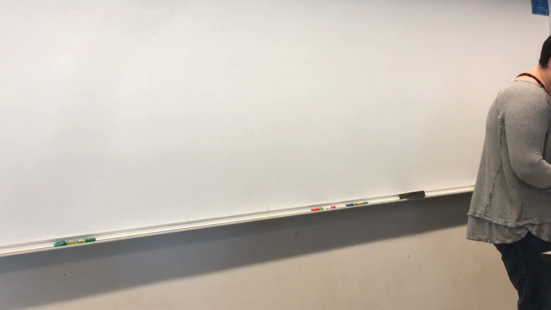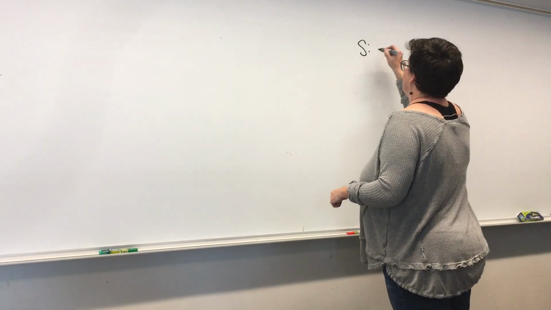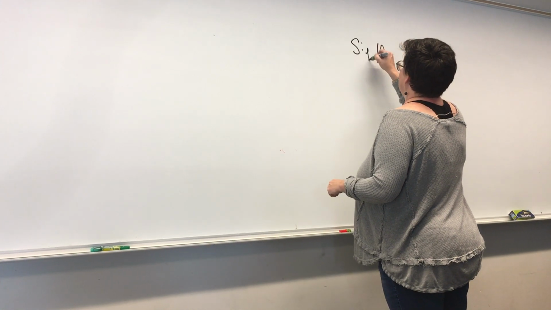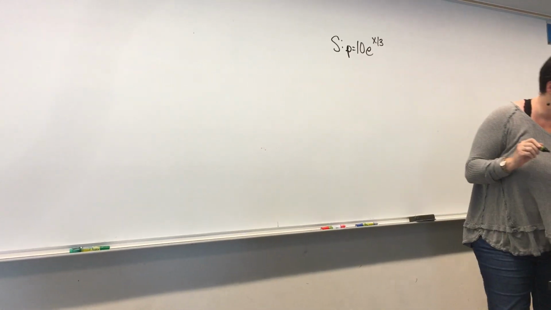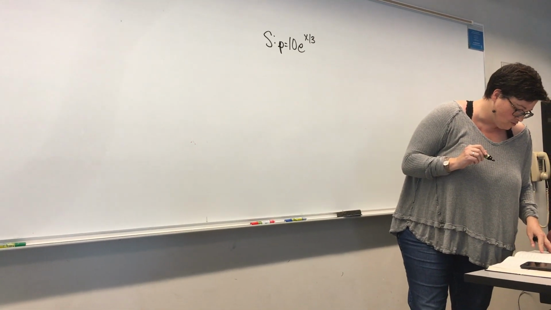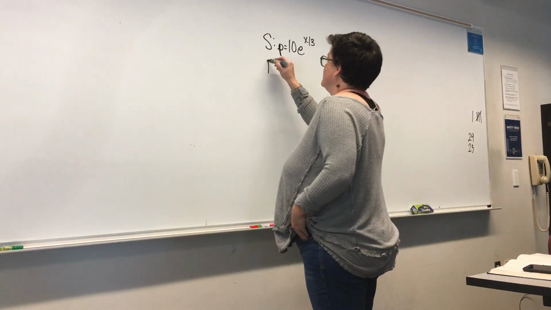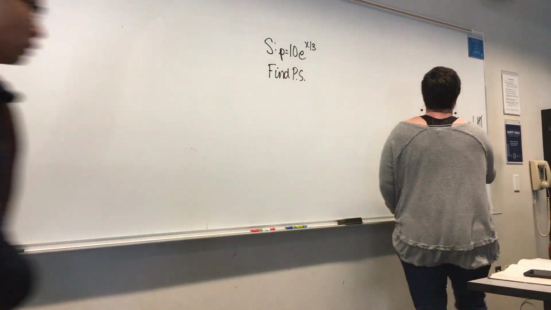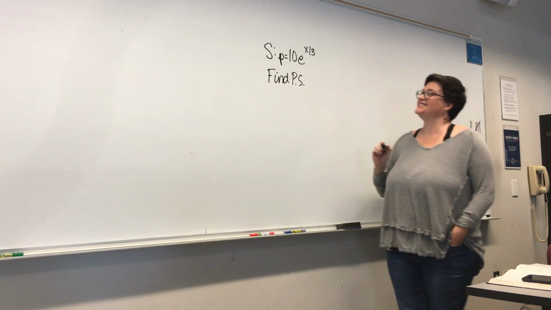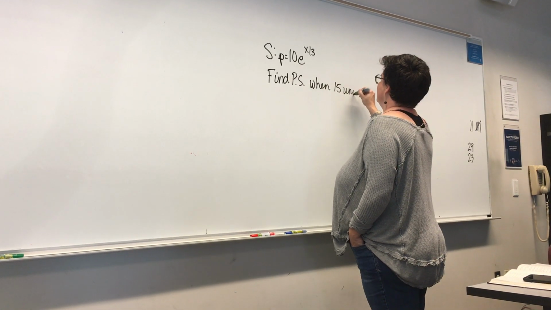Number 29. If the supply function for a commodity is P equals 10e to the x over 3, so this is supply, P equals 10e to the x over 3, what is the producer surplus when 15 units are sold? So find producer surplus when 15 units are sold.